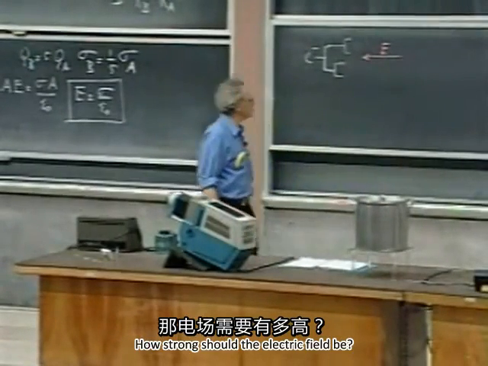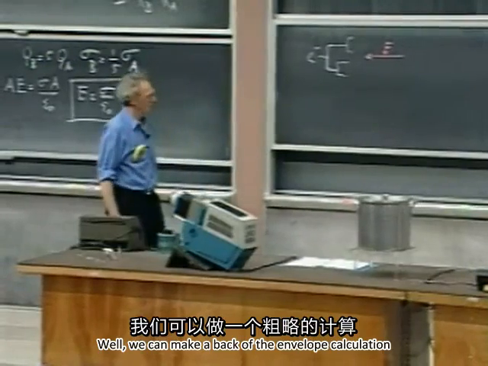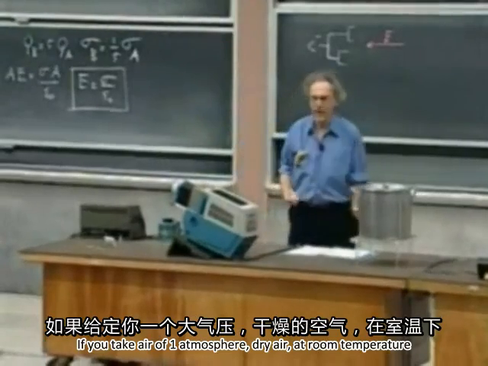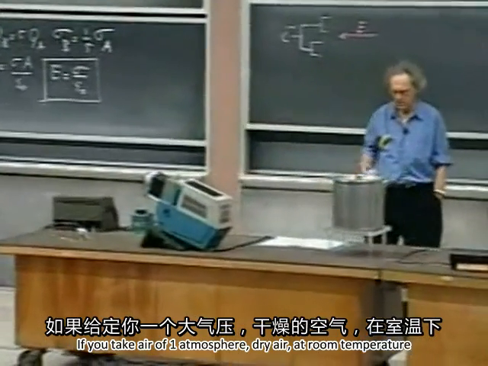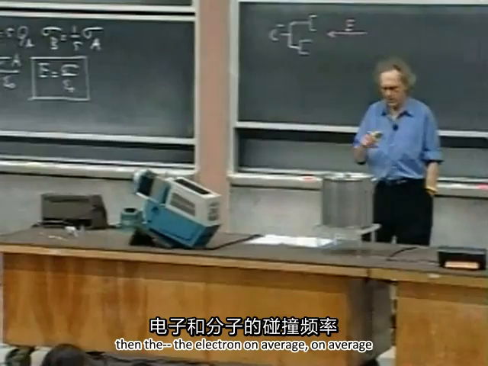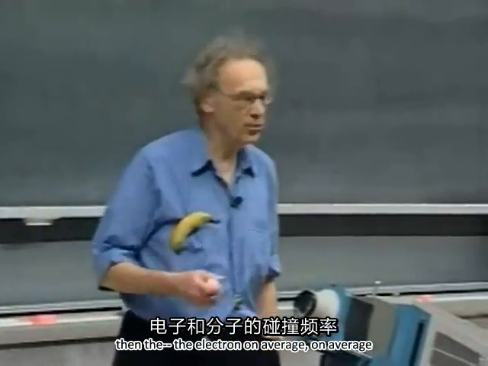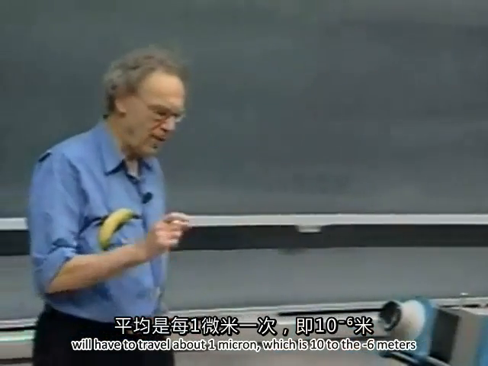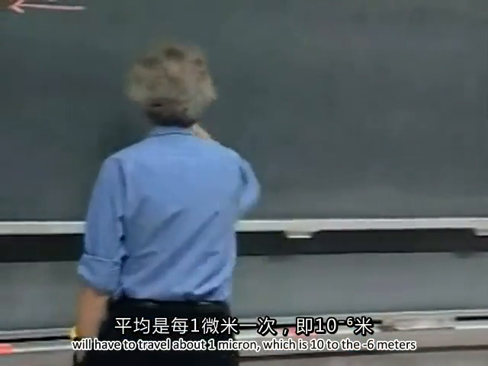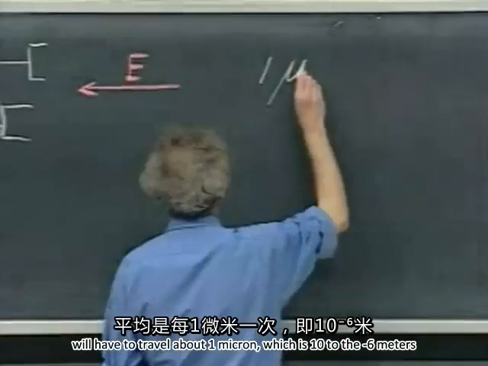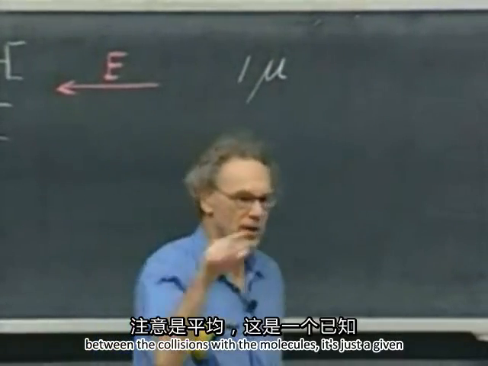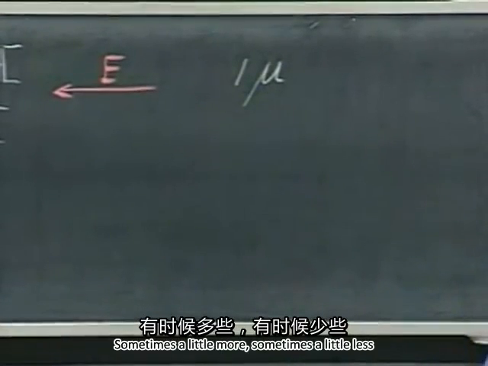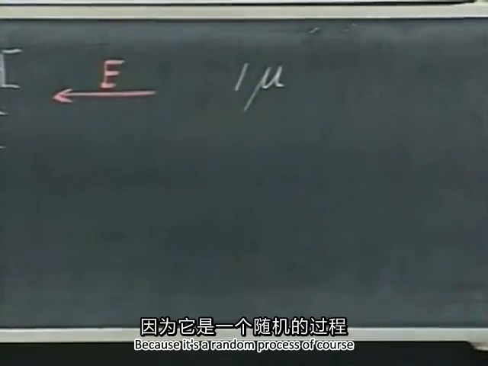How strong should the electric field be? Well, we can make a back-of-the-envelope calculation. If you take air at 1 atmosphere, dry air, at room temperature, then the electron, on average, will have to travel about 1 micron, which is 10 to the minus 6 meters, between the collisions with the molecules. It's just a given. On average, sometimes a little more, sometimes a little less, because it's a random process, of course.